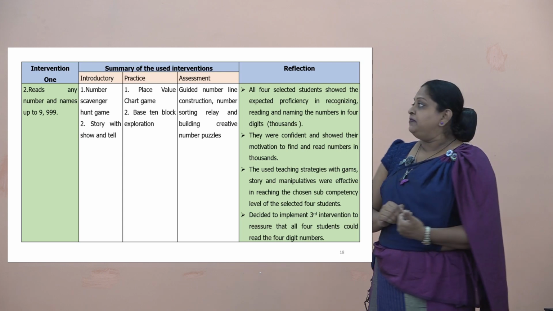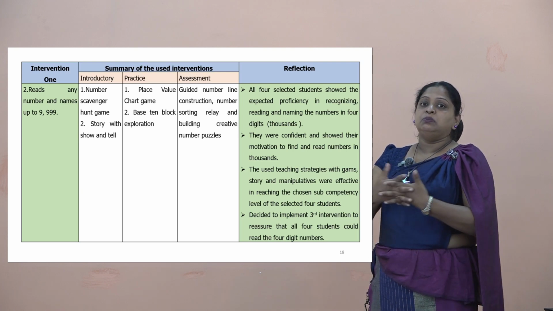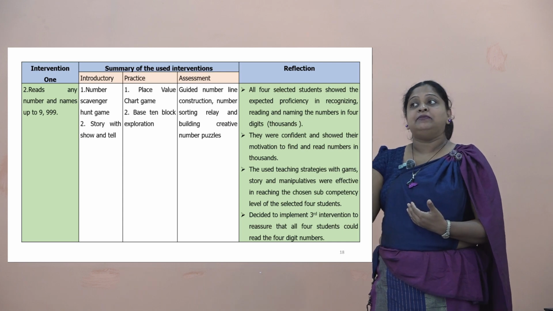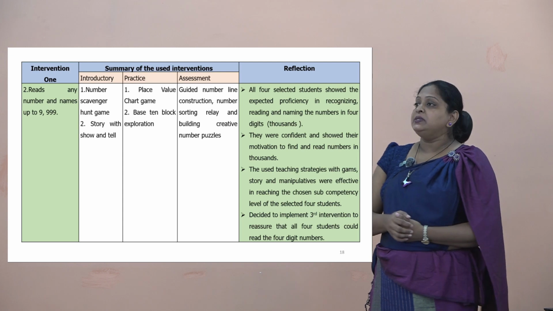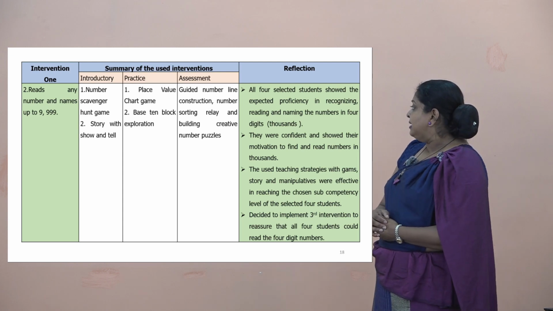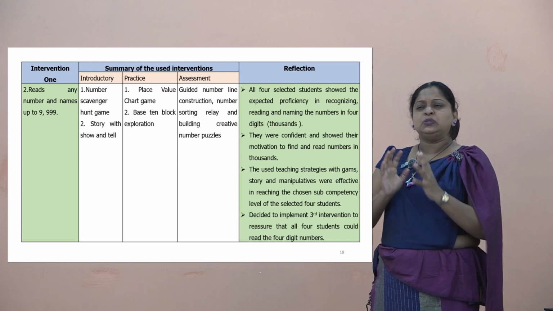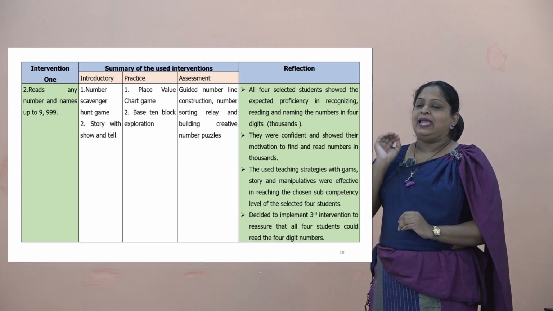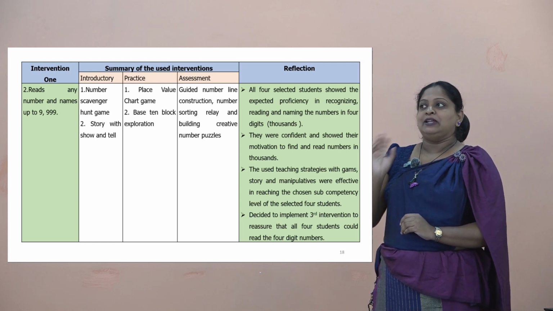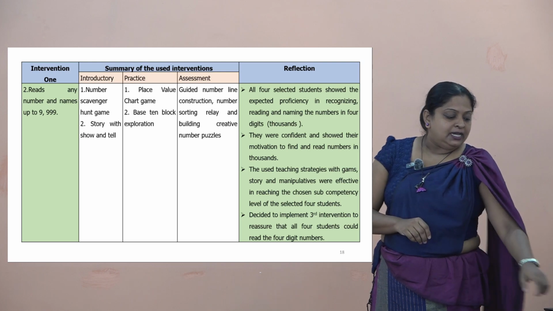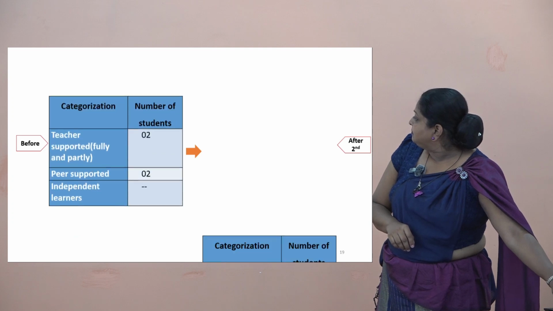At the reflection, what I can highlight is that they were really confident and showed more interest in finding and reading out these numbers aloud. And here, of course, I used differentiated instruction strategies. However, I decided to continue with the third intervention as well, just to ensure they could read any number in any given context at any time. So that was my intention behind it. These are some key highlights of the second intervention.